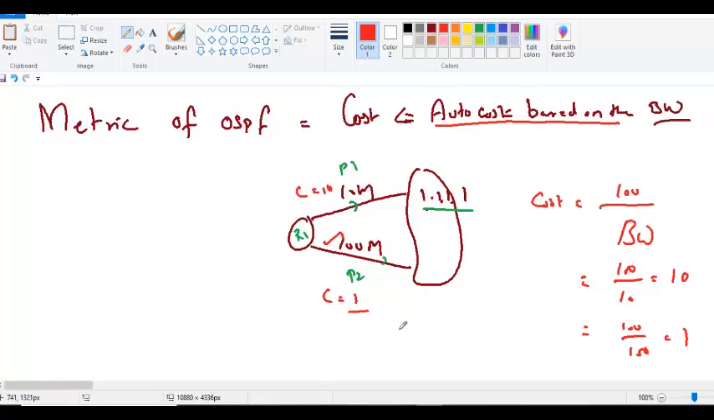Always, metric is small is better. Small metric, the best metric. So router will prefer path 2 because the bandwidth is more. When bandwidth is more, the cost will be less. When the cost is less, that is what the best path is.